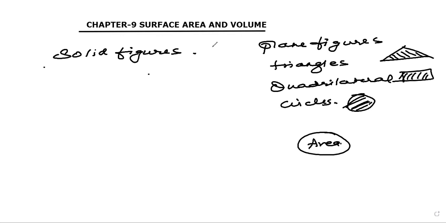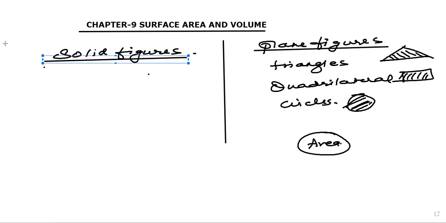Solid figures are those figures which occupy space. These solid figures also have surfaces, so we are also going to learn about surface areas. They also occupy space, so they also have volume. And that is why the name of the chapter is surface area and volume. We're going to learn about surface areas of the different solid figures and how to find the volumes of those geometrical figures. This is what we're going to learn in this chapter.